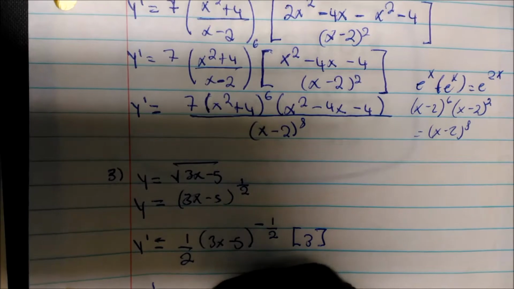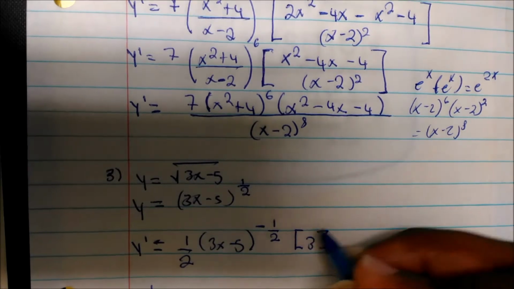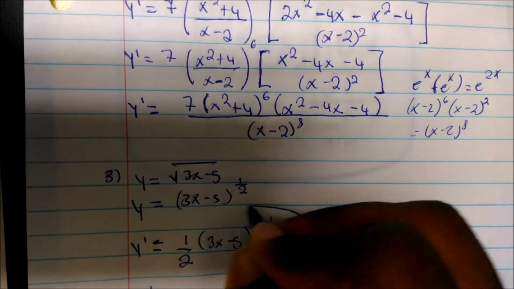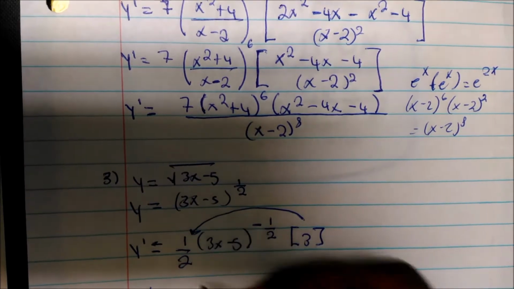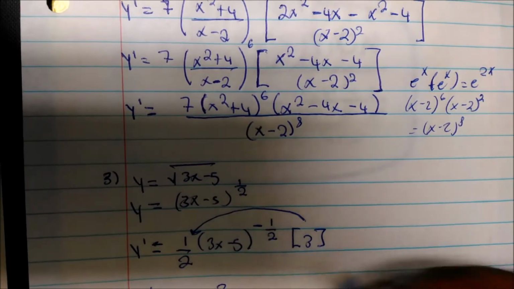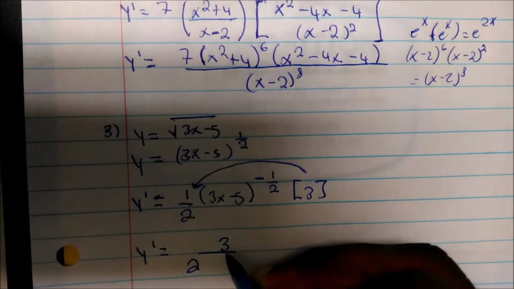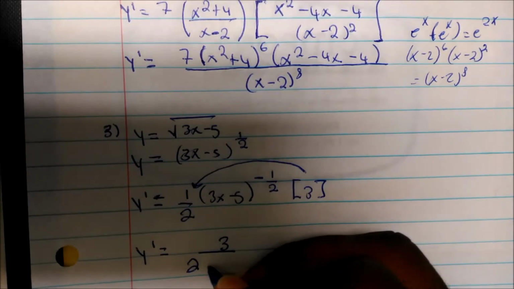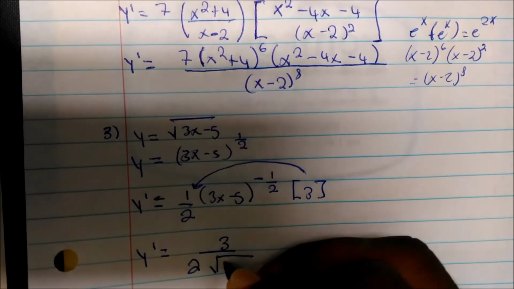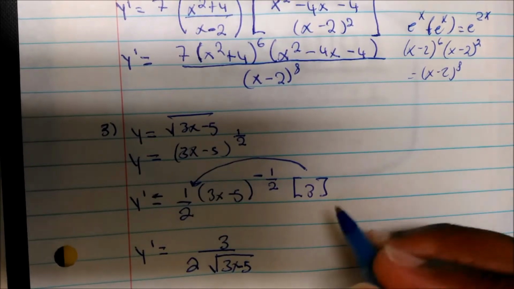And in an ideal world, that would be my answer, except I could simplify a little bit more. You could write your answers with negative exponents, but I prefer my answers with positive exponents. So what I'm going to do is bring my 3 in and multiply by the 1/2. On the top, I'll have a 3 divided by 2 times the square root of 3x minus 5.